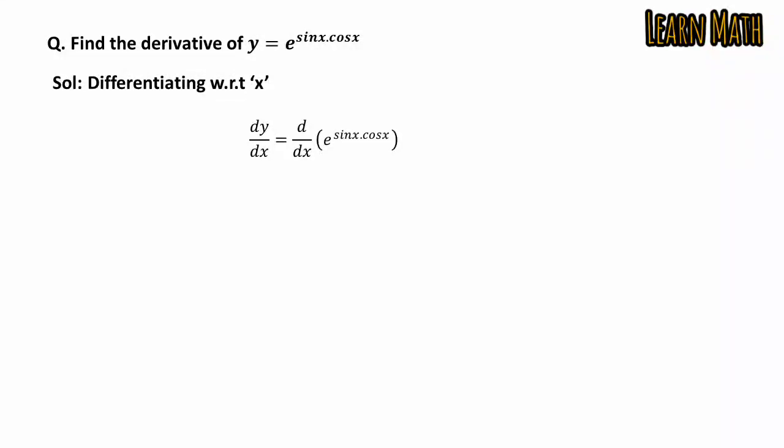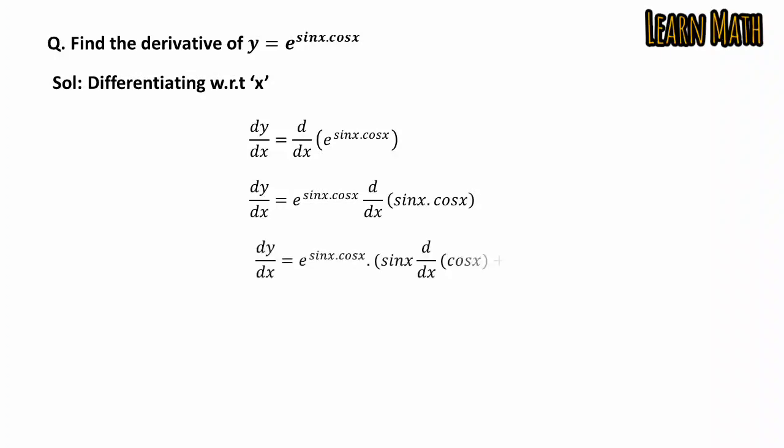Look at the question, find the derivative of y is equal to e power sine x cos x. Now differentiating with respect to x, you can write dy by dx is equal to d by dx e power sine x dot cos x. Here first take the derivative of the exponential function. So dy by dx is equal to e power sine x cos x, then again take the derivative of the function sine x and cos x. So dy by dx is equal to e power sine x cos x as it is.